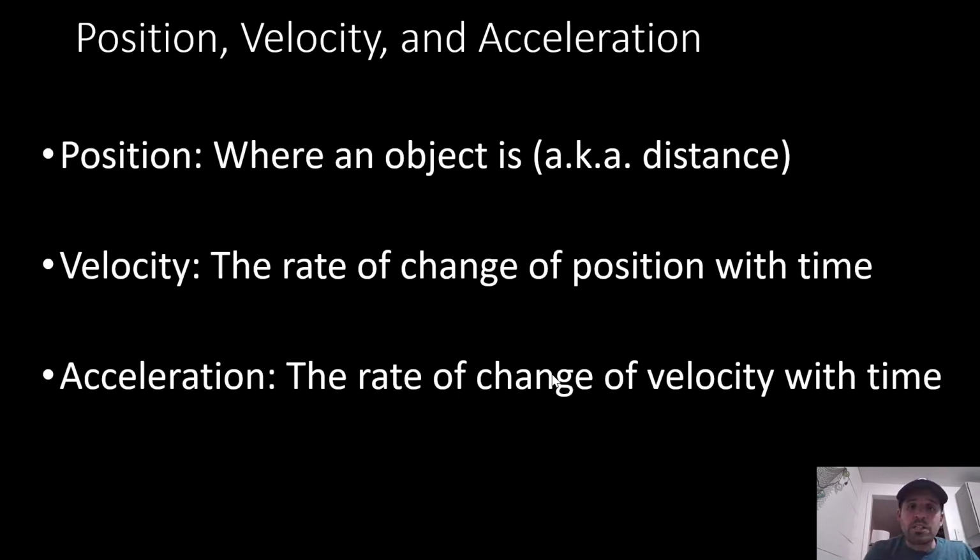The position just means where an object is, and this can be relative to something. So like a distance: Dave is 14 meters or 14 feet away from me. The velocity is like the speed. It's the rate of change of position with time. So if you're driving somewhere and you need to go 100 miles, you can figure out how fast you're going to get there if you know that you're going 50 miles per hour, for example. So that 50 miles per hour is how fast your position is changing with time. It has those units of miles per hour, but that could also be in something like meters per second.